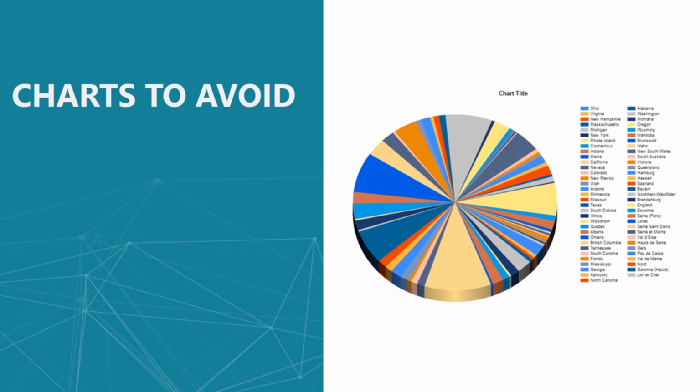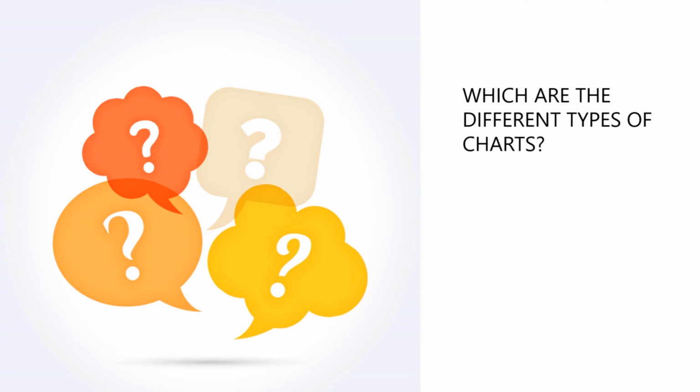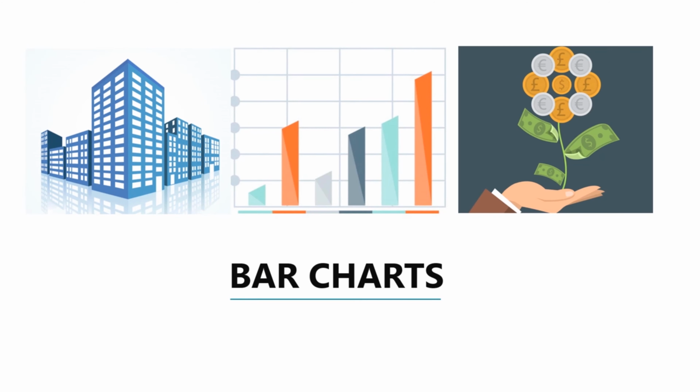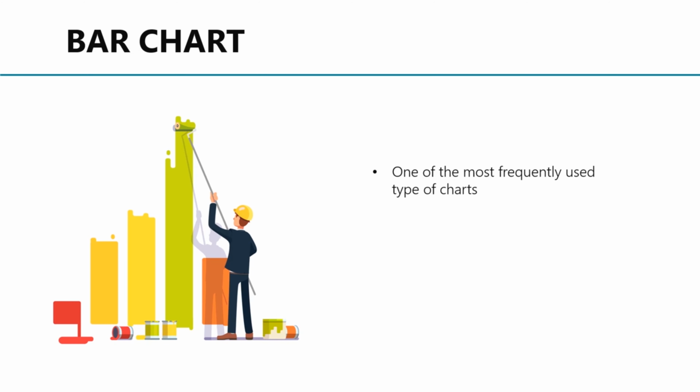for the data. To help you overcome or avoid this issue, in this video, we'll discuss A, the different types of charts, and B, the type of data they are suitable for. Bar charts. Probably the most frequently used type of chart is the basic bar chart. As its name suggests, it is composed of a series of bars illustrating a variable's development.